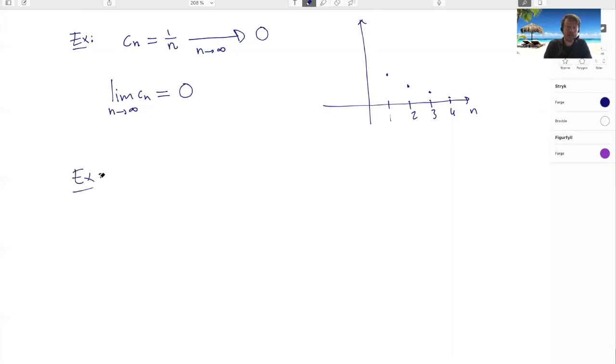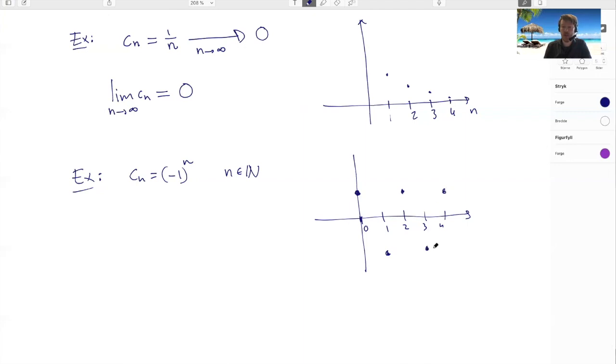To take another example, we could do Cn equal to (-1)^n. Let's say that we're doing this for n in the natural numbers where we start with 0. Here we could do something similar. We have 1, 2, 3, 4, and so forth, and 0 also, let's include. So for 0, we're here at 1, then -1, 1, -1, 1, and so forth. And as n tends to infinity, grows bigger and bigger, there is no fixed value. There's no single y value that this tends towards.